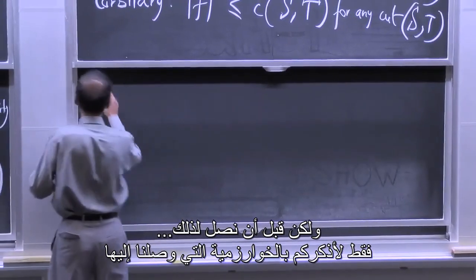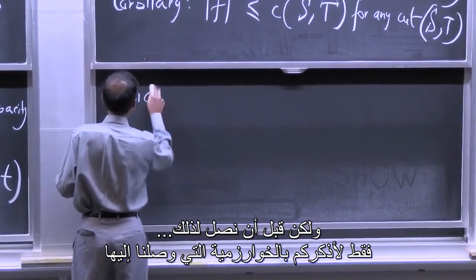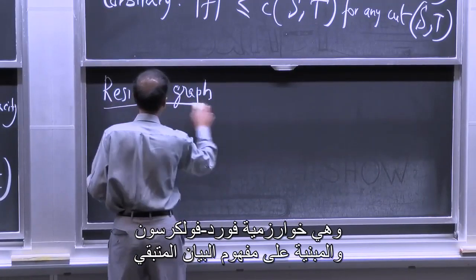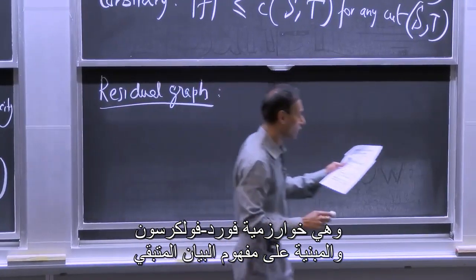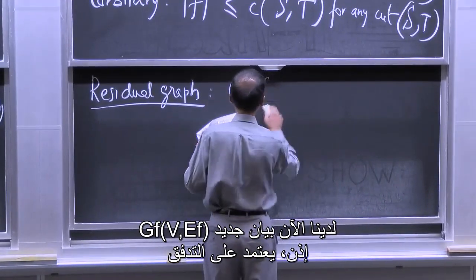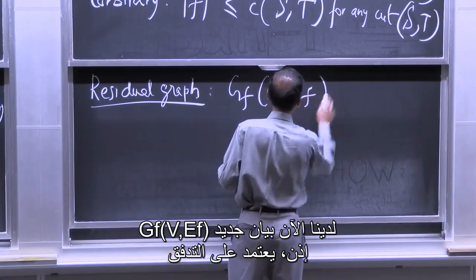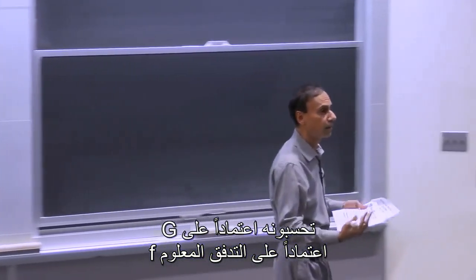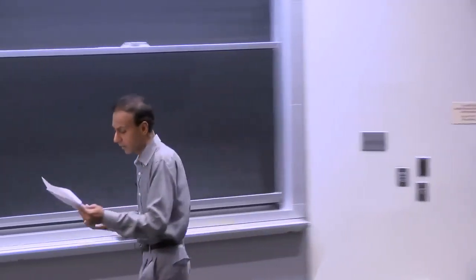But before we get to that, just to catch you up on the algorithm that we actually got to, the Ford-Fulkerson algorithm, that was based on the notion of a residual graph. This is now a new graph, G_f, which is (V, E_f). So it depends on the flow. You compute it based on G, based on the given flow f.